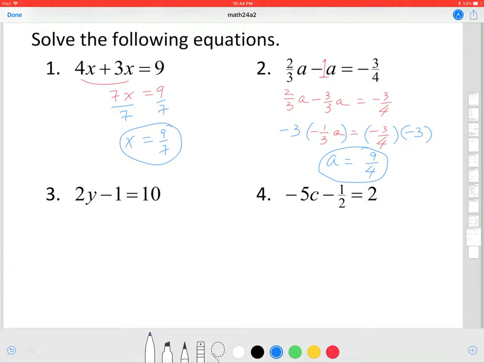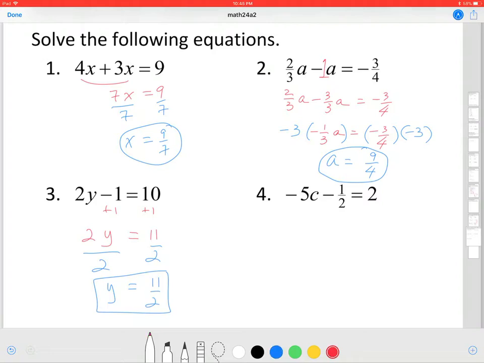Okay, and number 3 now looks a little bit different in that we have a variable term 2y, subtract 1 is equal to 10. So here what we need to do is add 1 to both sides. So do plus 1, or you can do the shortcut I did before, move the negative 1 over to the other side as plus 1. So we end up with 2y is equal to 11. And now all we need to do is divide by 2, and we have our answer of y is equal to 11 over 2. All right.